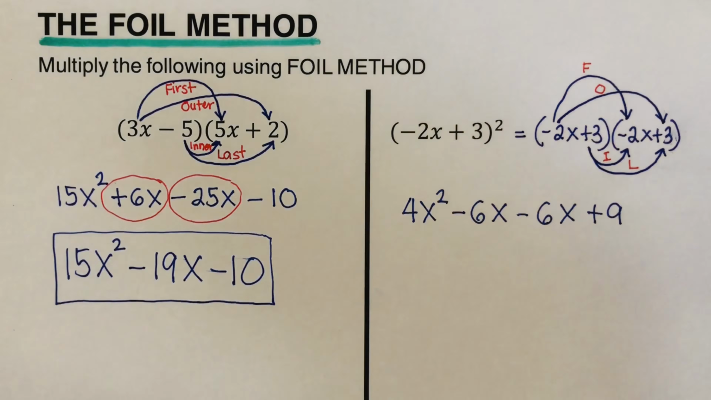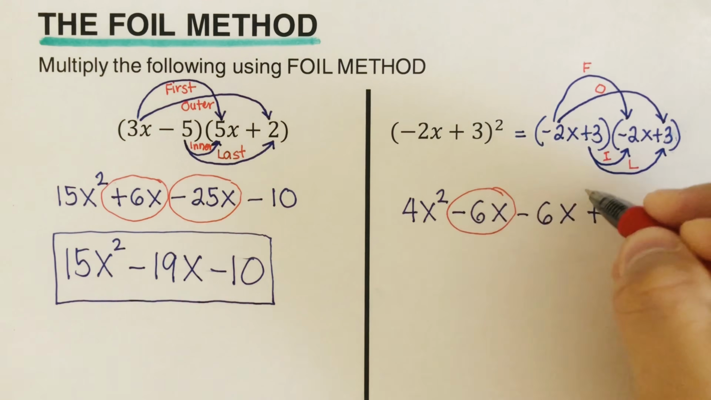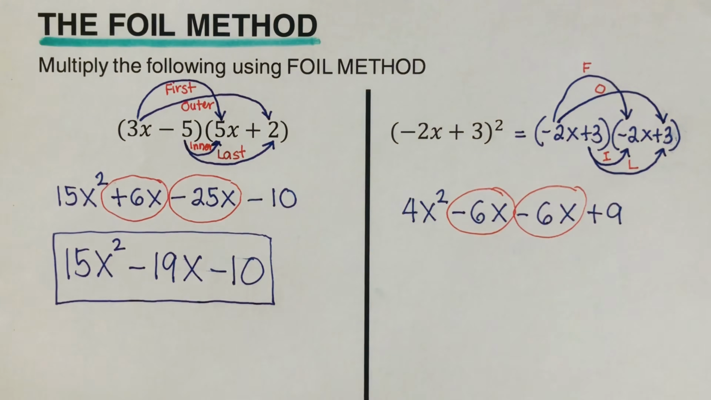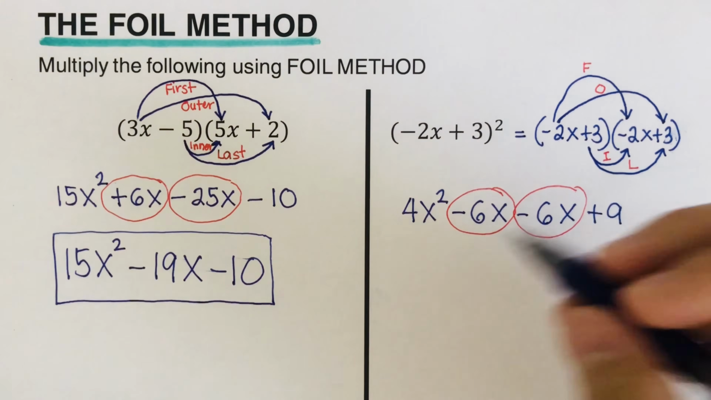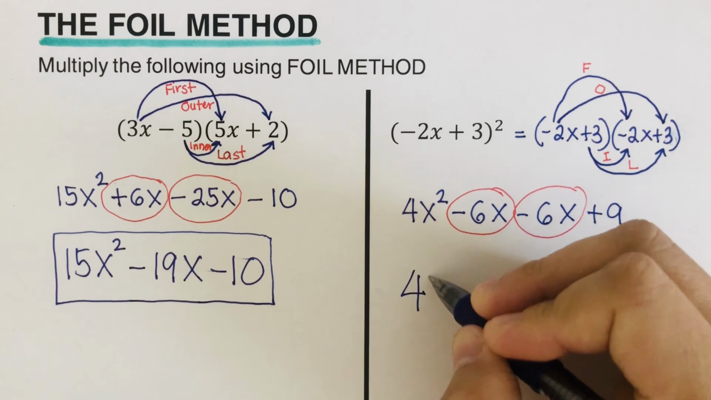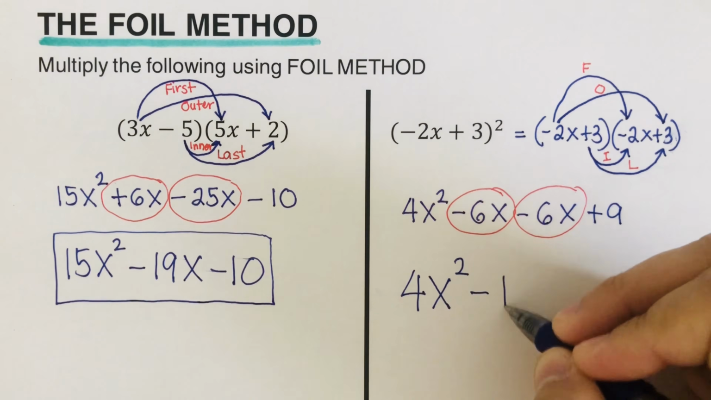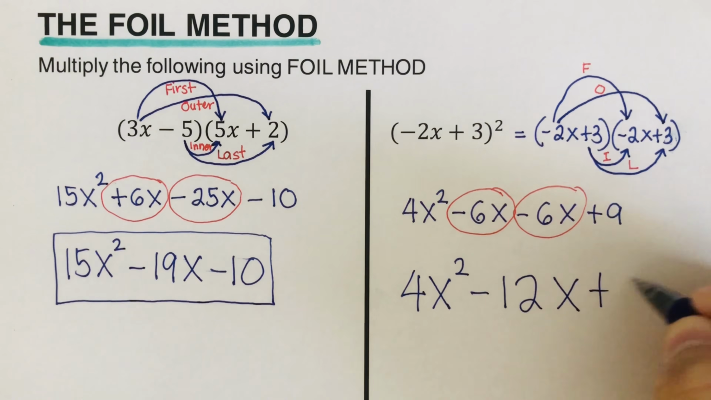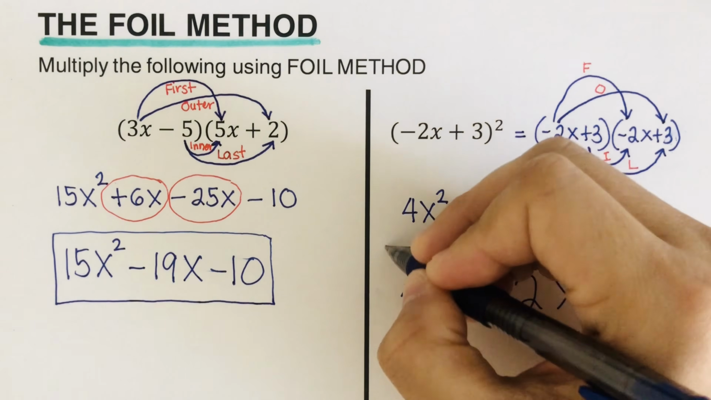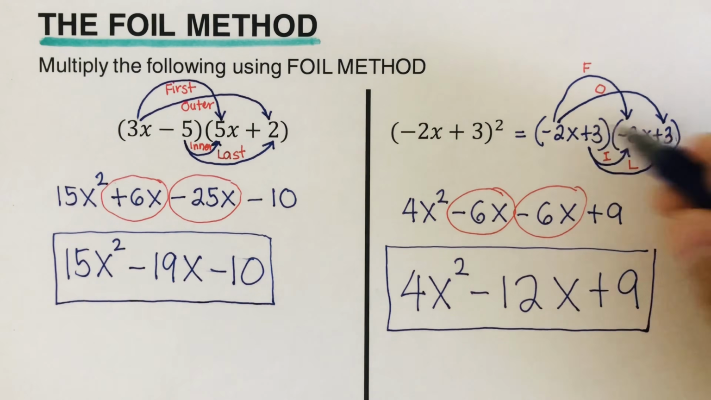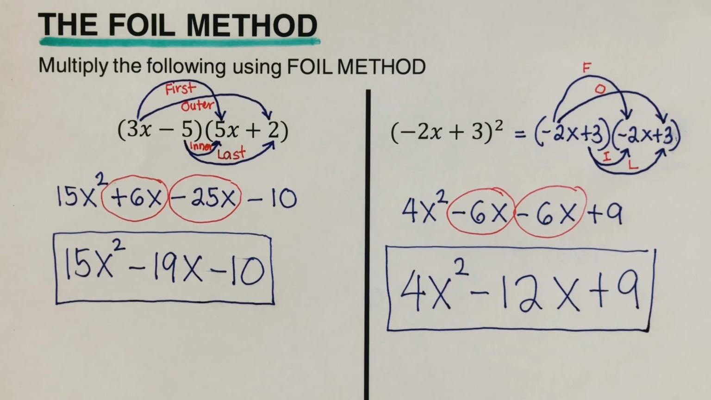So we are going to combine like terms. 6x and 6x, when we add them together, would be a negative 12x. So the final answer would be 4x squared minus 12x plus 9. This is the product of these two binomials right here. Did you get the same answer as this?